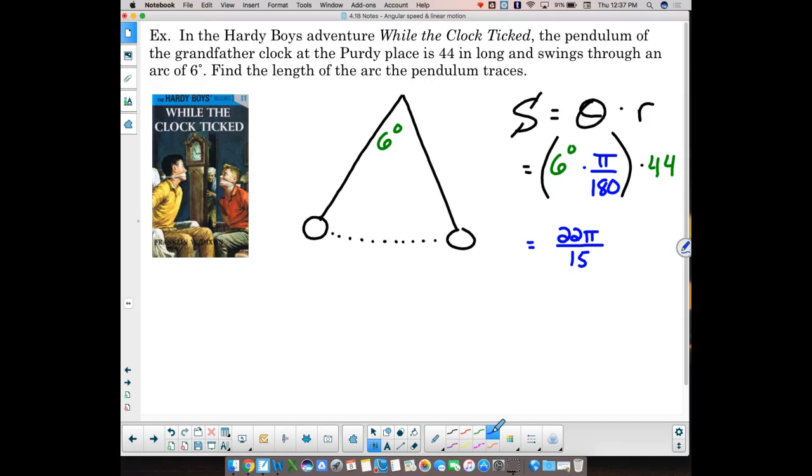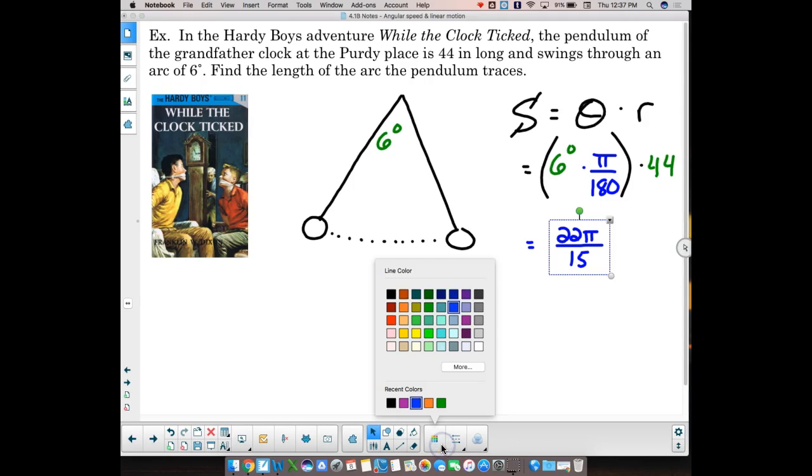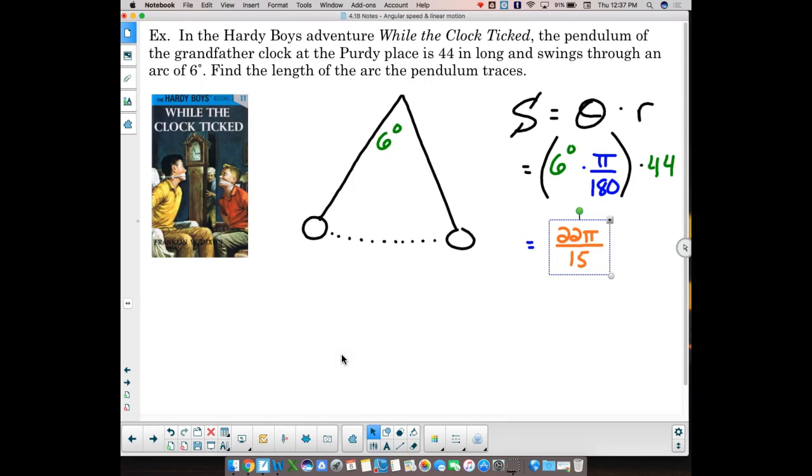Which would end up being my exact answer. If I approximated that, the approximated answer would be 4.608 inches. So that pendulum is only going like that far. Which, if you're familiar with the grandfather clock, it's not like they swing way out.